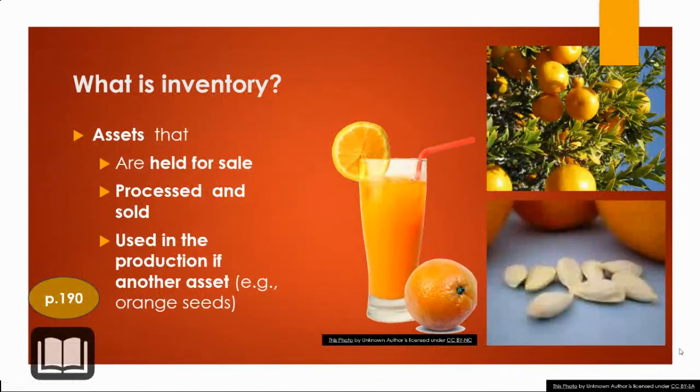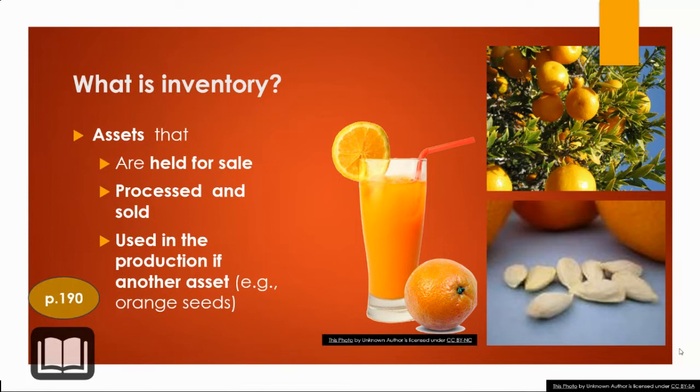So what is inventory? Inventory are those assets that are held for sale or processed and sold or used in the production of another asset. Okay, so let's quickly look at my example there on the board. What we hold for sale is, for example, the seeds for lemons or oranges; we can hold them for sale and sell the seeds. We can alternatively also hold the oranges that we sell. What we can do is take the oranges and process them to make orange juice, which we then sell as another asset.